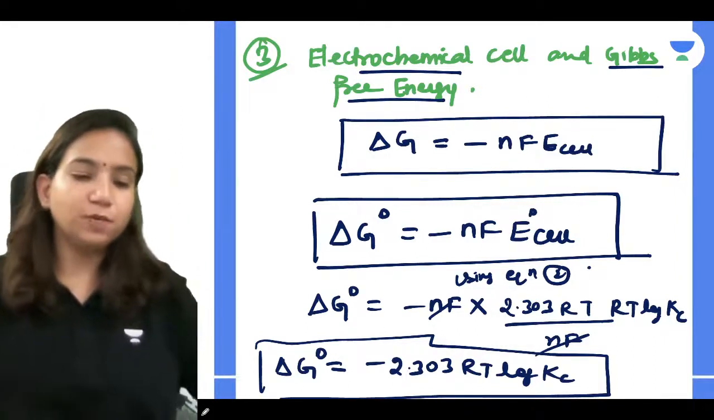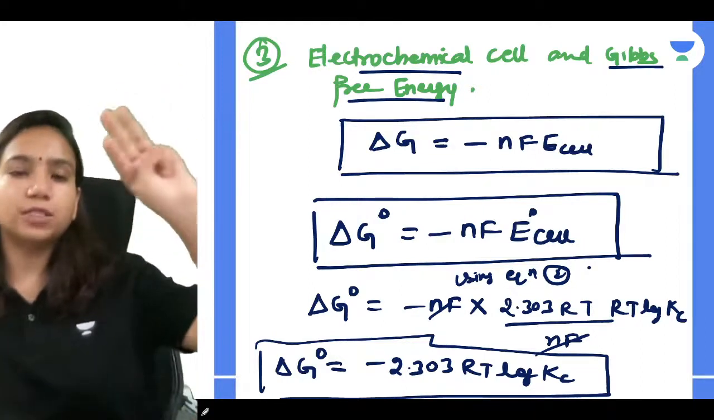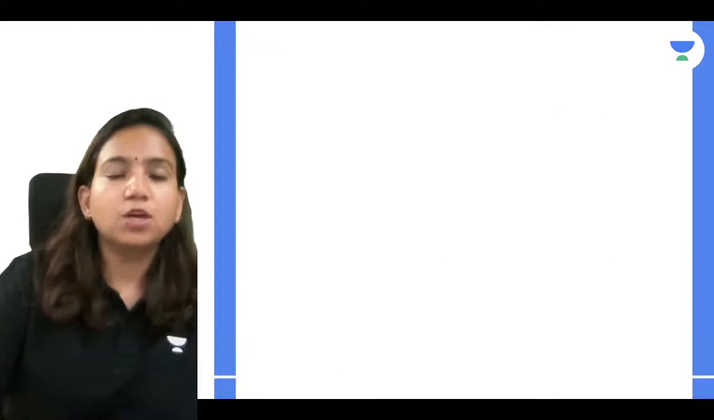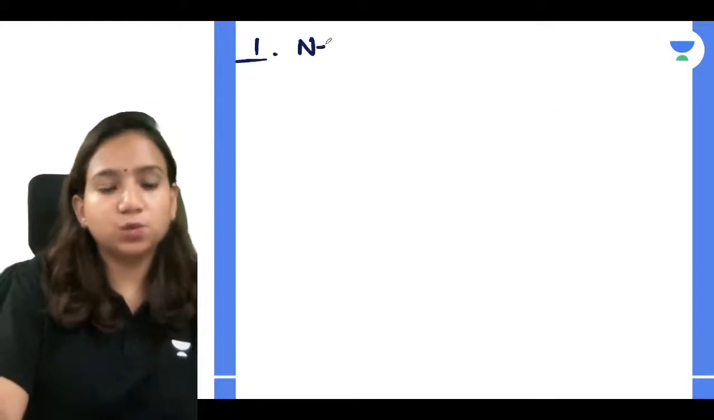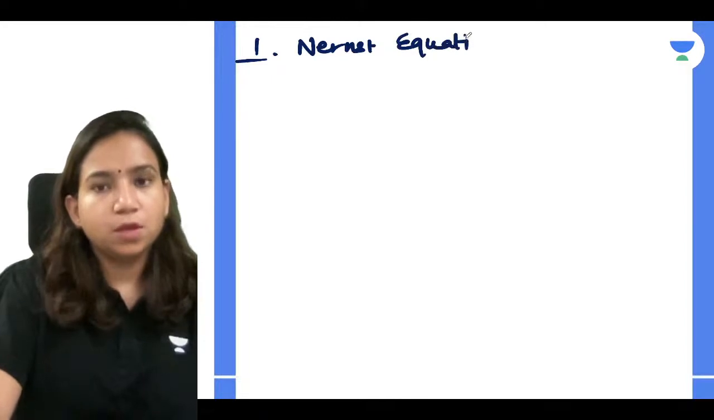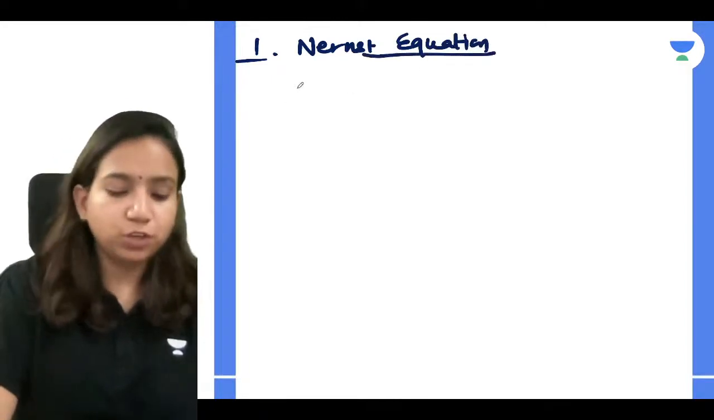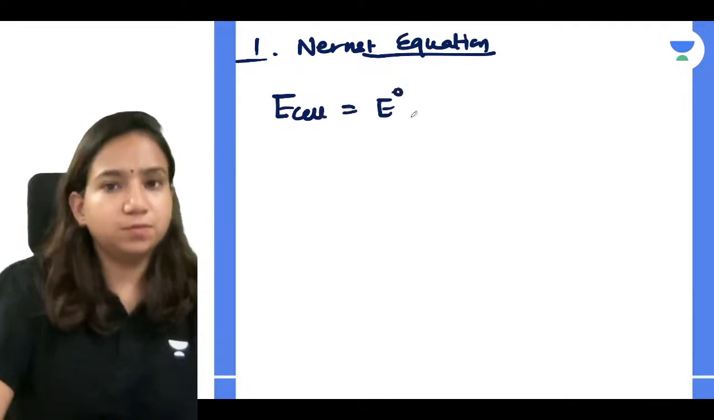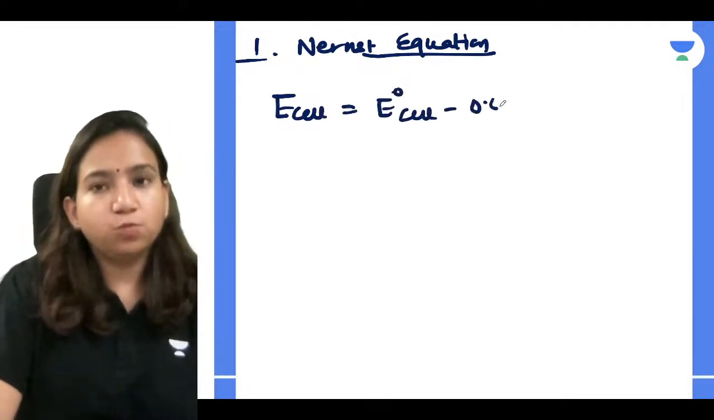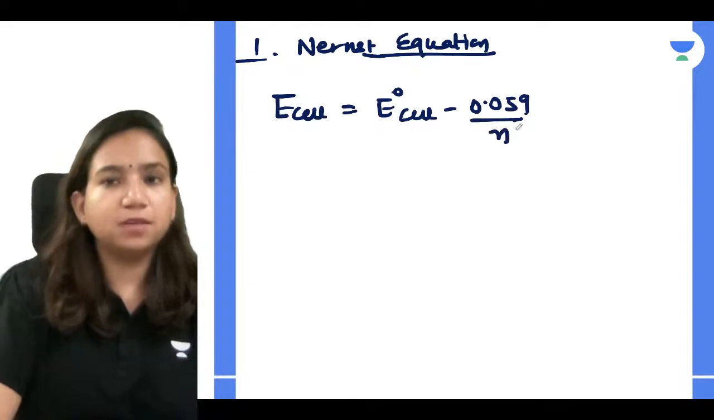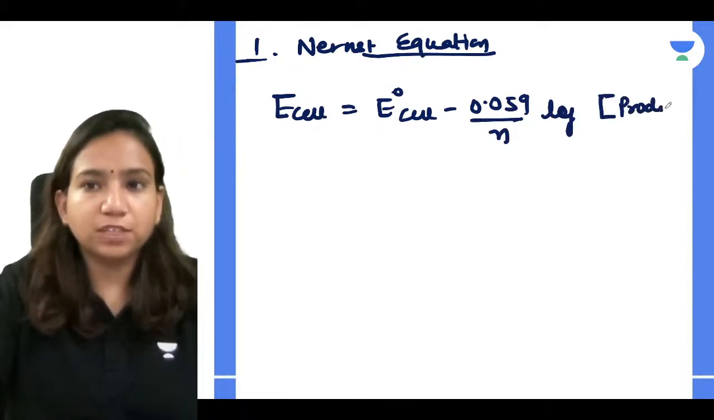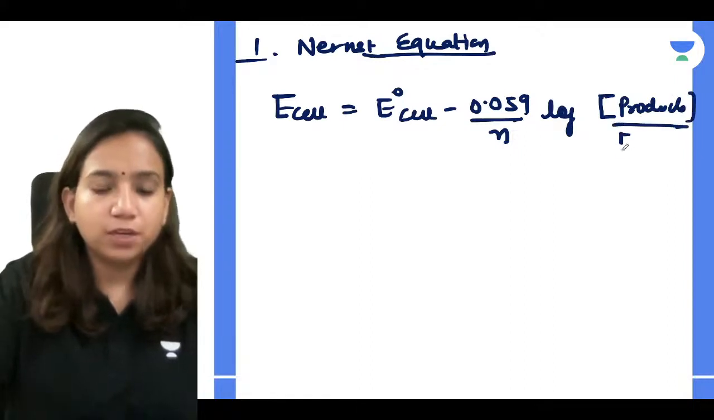It's very simple. So today we have learned 3 formulas along with their derivations. What are those? The first thing we learned is the Nernst equation for E cell. The Nernst equation for E cell is: E cell is equal to E naught cell minus 0.059 by N log concentration of products divided by concentration of reactants.